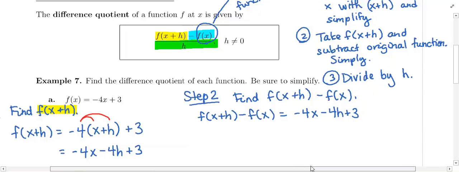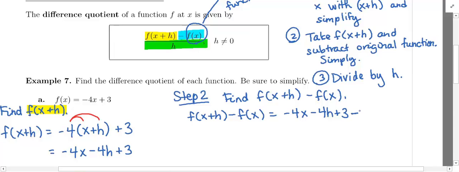Okay, so we're going to subtract the original function. But be careful. The original function has more than one term. It's got negative 4x and it's got positive 3. You've got to make sure that subtraction sign gets distributed correctly to all the parts. So you need to put the original function in parentheses so that you distribute the negative correctly.